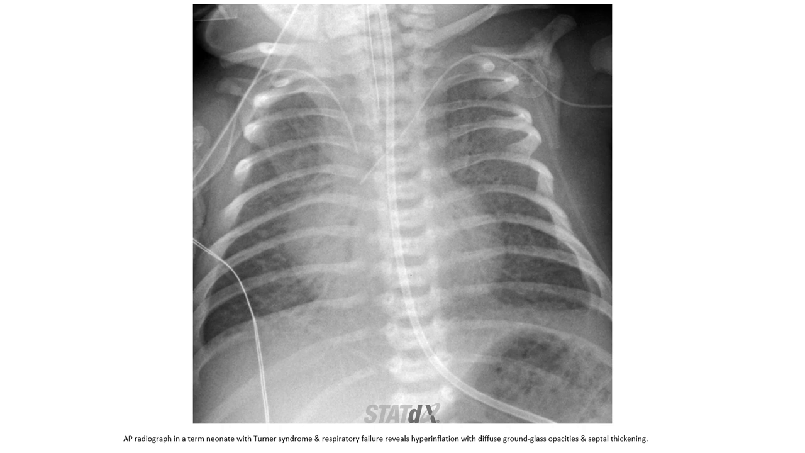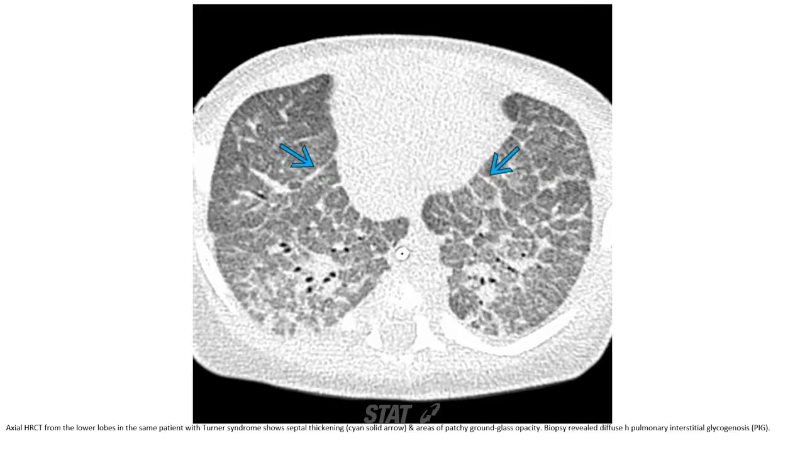AP radiograph in a term neonate with tachypnea syndrome and respiratory failure reveals hyperinflation with diffuse ground glass opacity and septal thickening. HRCT from the lower lobe in the same patient shows septal thickening and areas of patchy ground glass opacity.